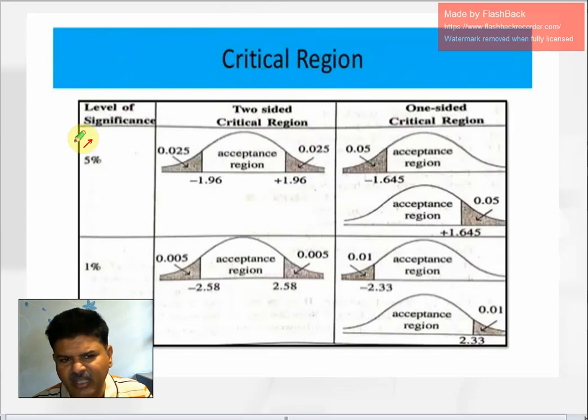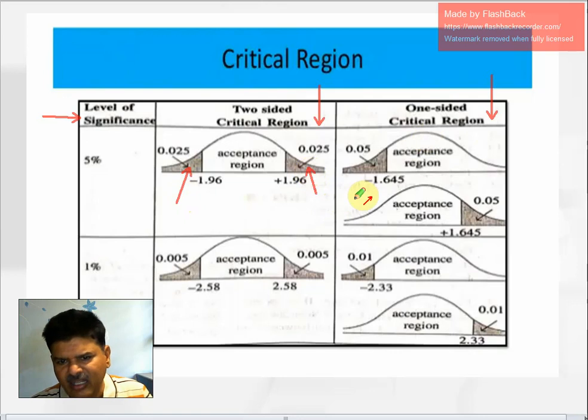Now see, this is the level of significance and the critical region for the two-tailed test and the one-sided critical region. The level of significance is given. These are the regions of the two-sided critical region, and this is the one-sided critical region. Why is this a two-sided critical region? Because this is the curve and I am taking the area of both sides. This is one side, this is the other side. Particularly we can say this is the left side and this is the right side.